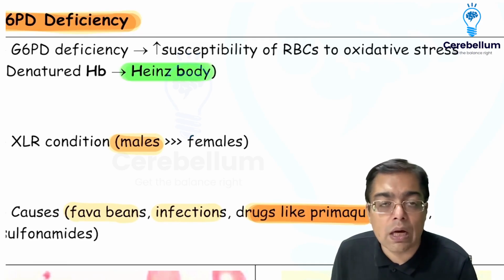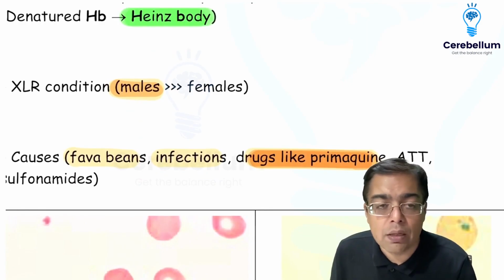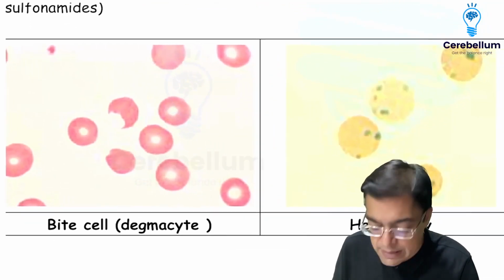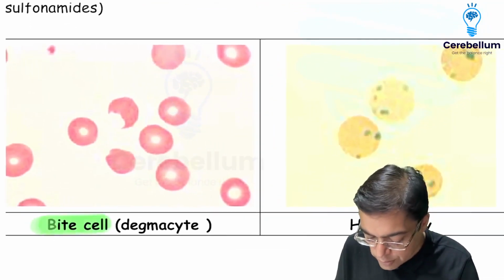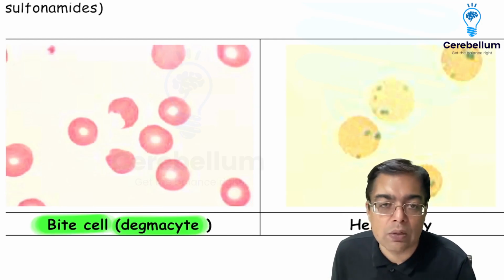Also, RBCs are going to have an alteration in their shape. So when they pass through the spleen, they are going to have an appearance which is described in the books by the name of bite cells or degmacytes. So the RBCs shift in a manner that they have an appearance that's given the name of a bite cell or a degmacyte.